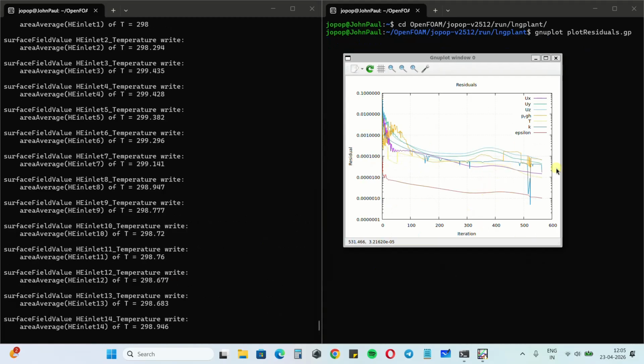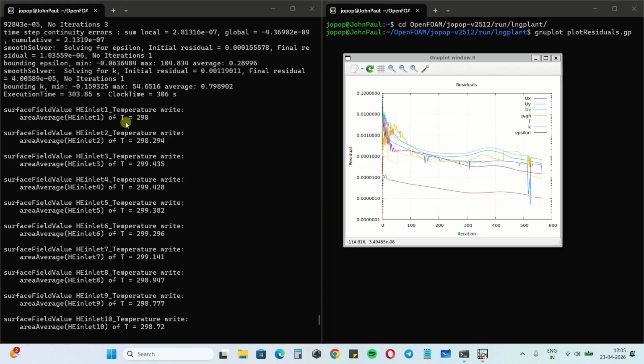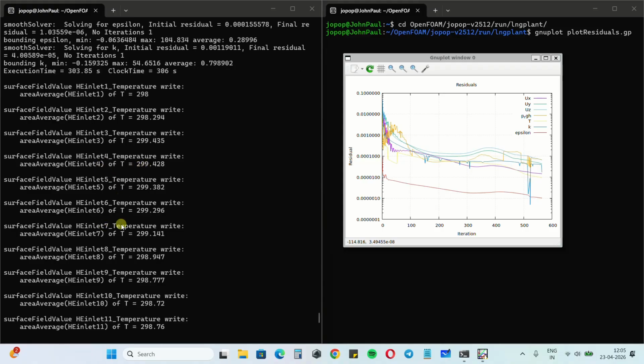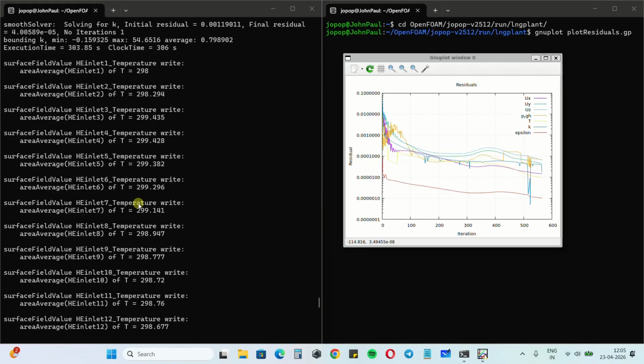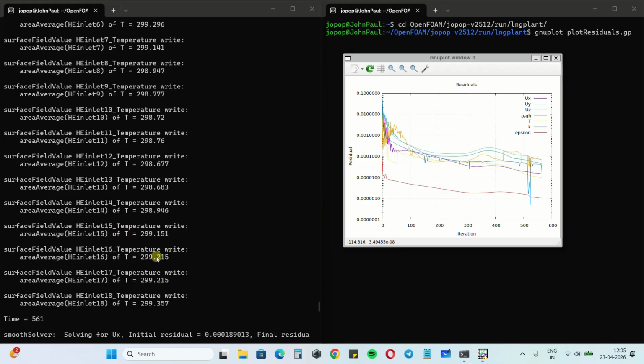So the solution is almost converged. The residuals are low, and if you check the temperatures at the inlets, you can find that for heat exchangers between the third row and the sixth row you have more than 1 degree rise in temperature, and then a couple of heat exchanger rows where you have less than 1 degree rise, and towards the trailing side you have more than 1 degree rise in temperature. So this is what we wanted to check: how much the inlet temperatures change with respect to the ambient temperature.